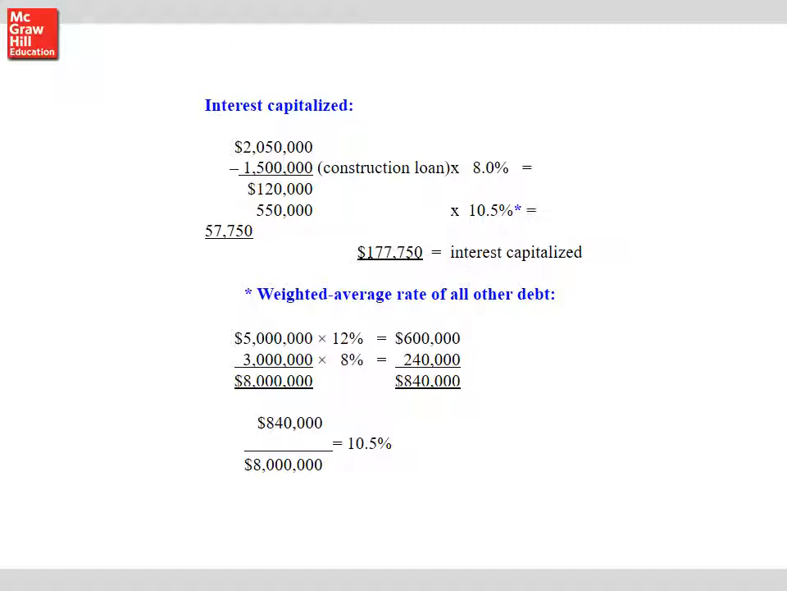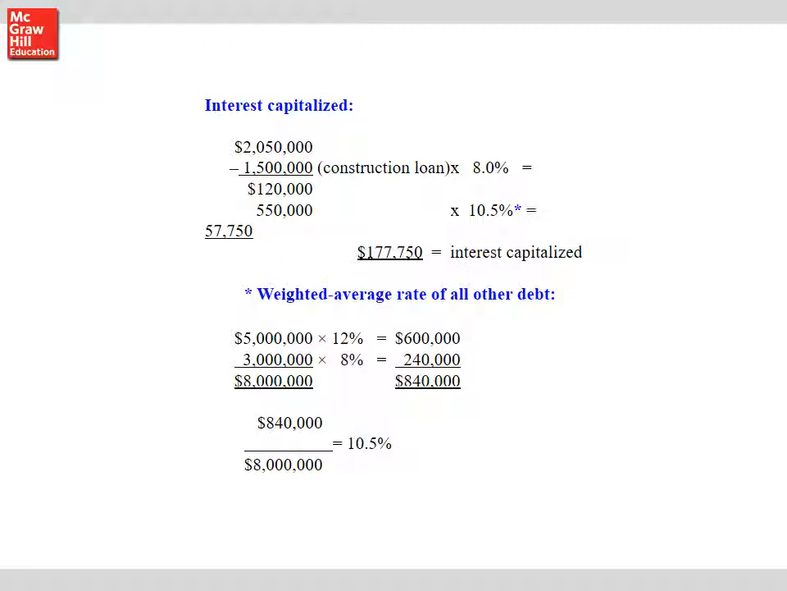So the interest that could have been avoided from this construction loan, $120,000. Now, there's still $550,000 of expenditures to calculate interest on, but at what interest rate do we use? Well, the rules say take all your remaining debt that has interest and come up with an average interest rate from all your other debt.